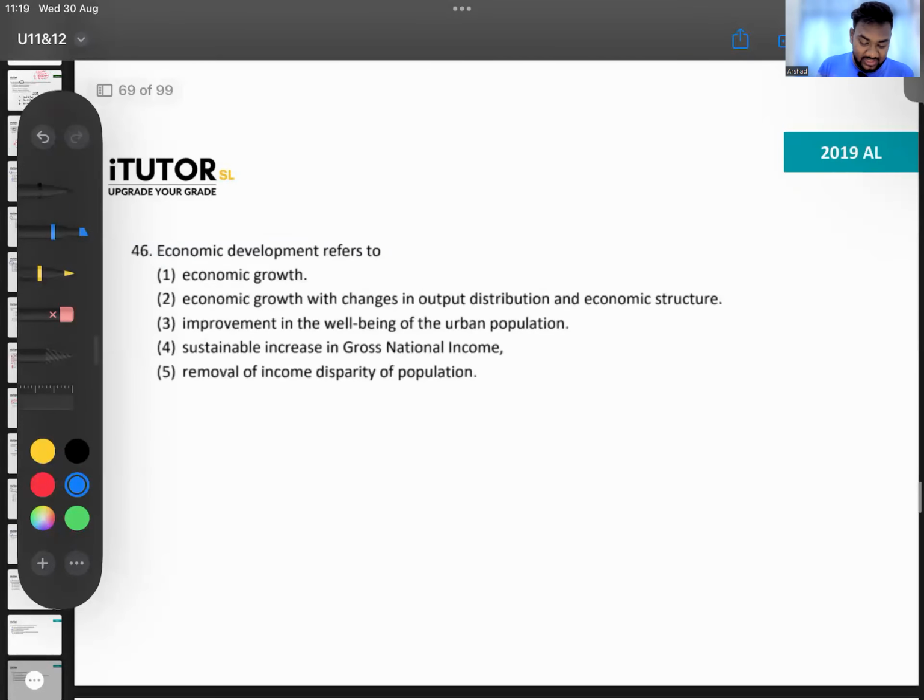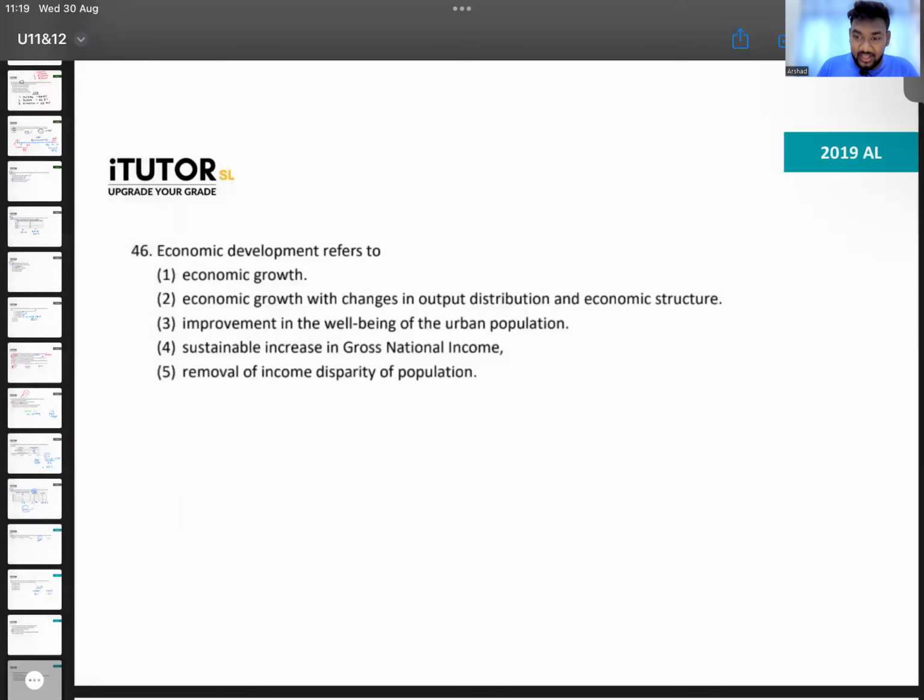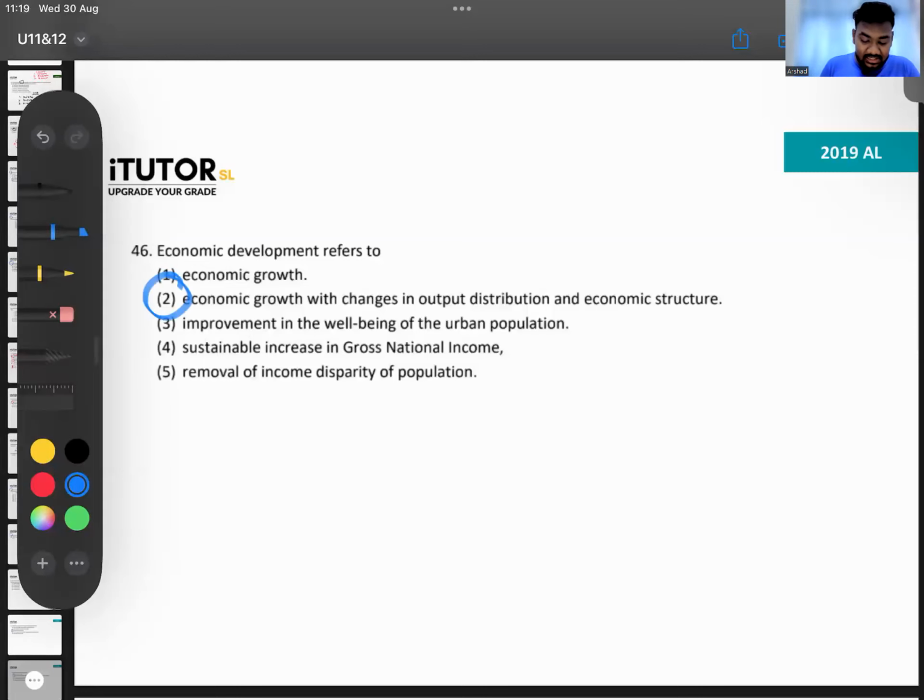46. Economic development refers to economic growth. Economic growth with changes in output distribution and economic structure. Improvement in well-being of the urban population. Sustainable increase in GNI. Removal of income disparity. What is economic development? Along with economic growth, what should happen? Along with economic growth, there needs to be structural changes. No? Okay, that is answer number 2, not number 3, guys.